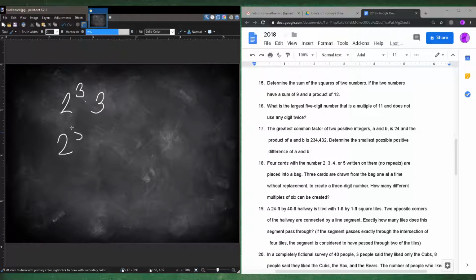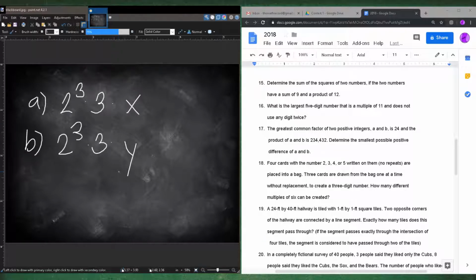I'm going to write this twice, since let's say this is a and this is b, right? Since this is the greatest common factor, that means 24 has to be in both a and b. So what you do is you need to find numbers that are not 2 and 3. So we have 234,432, right? So let's say x is the remaining part of a, and y is the remaining part of b, right?